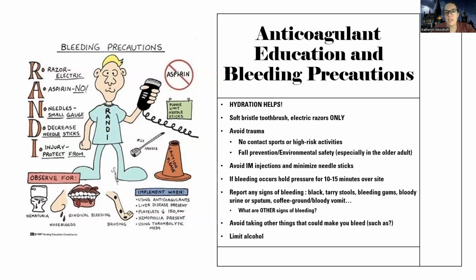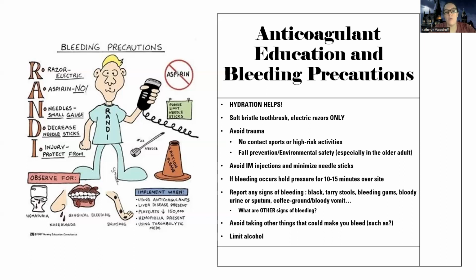And then some of the bleeding precautions we want to encourage are a soft bristle toothbrush, so that they have less chance of breaking down their gums. Electric razors only, so they have less chance of cutting their face when shaving. We want them to avoid trauma, so no contact sports or high-risk activities where they could bleed, and also fall prevention and environmental safety, especially in the older adult, because they're more likely to trip on something and fall. So we want to make sure they're safe, like no extra rugs and other stuff that could cause a fall.